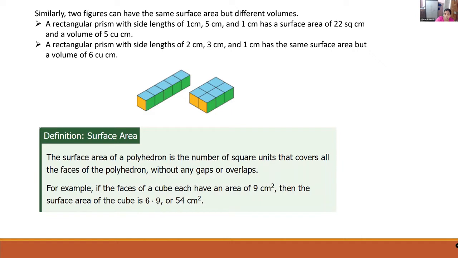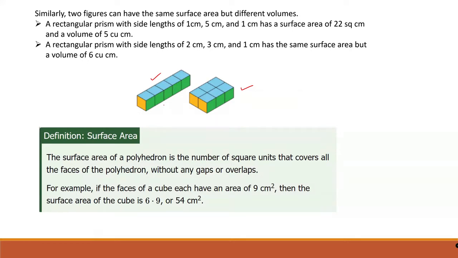I have taken the 2 prisms here. One with 5 cubic units, other with 6 cubic units. So here they have different volumes, but both of them have the same surface area. Isn't it, teachers? Same surface area. What about the first one, surface area? How many square units are here?